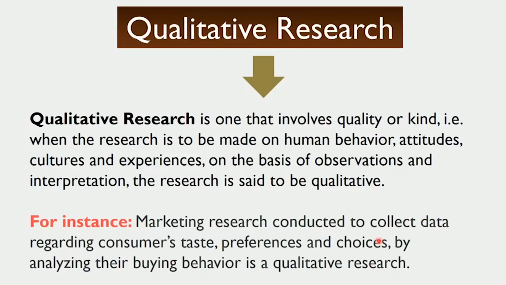So make sure to stay connected till the end of this video. Let's dive straight into the basic difference between these two approaches. The first one is qualitative research. As the name suggests, qualitative is the one which deals with quality. In this research, we talk about human behaviors, their attitudes, their cultures, and their experiences while taking on observations and experiments and interpretations. Such a type of research is called qualitative research. For example, a market research conducted to know the user's behavior, their taste and preferences, in order to collect data by analyzing their buying behavior is a qualitative research.